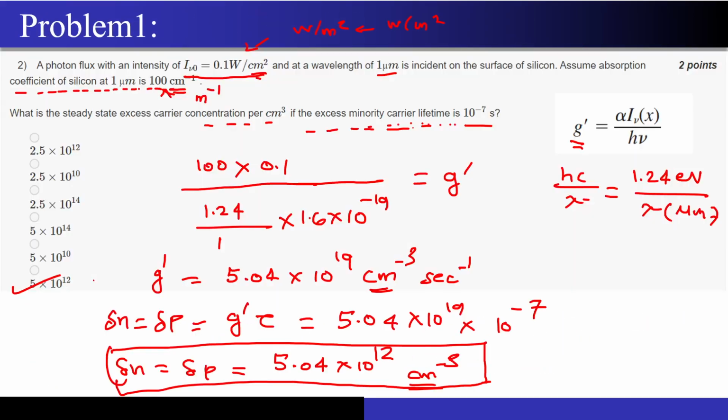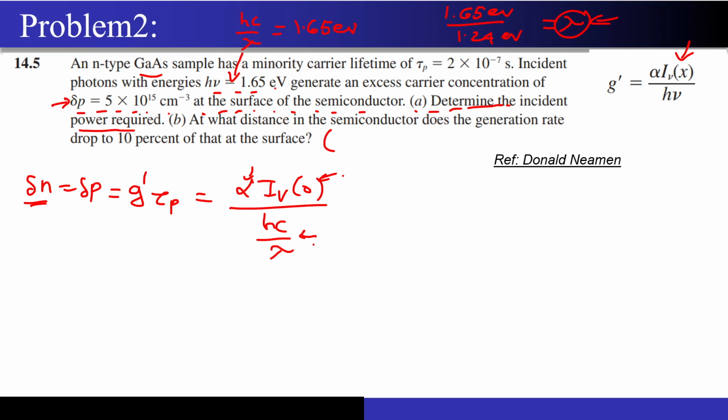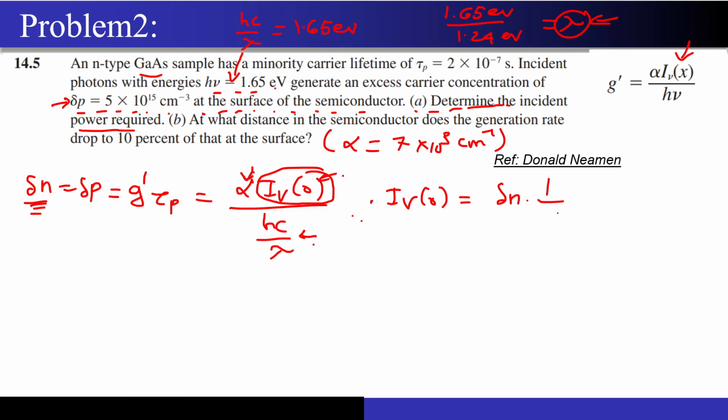I will leave this as an exercise to you. I will just write the value that I have got. This alpha will come out to be 7 × 10^3 per centimeter. So this is the value that we have got for alpha. Alpha is given, hc by lambda is given, delta n is given. So from here I can calculate the value of Iv(0), which is nothing but the power density. Iv(0) is nothing but delta n into 1 by alpha into hc by lambda.